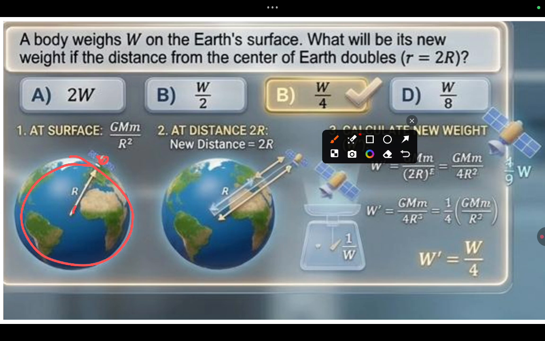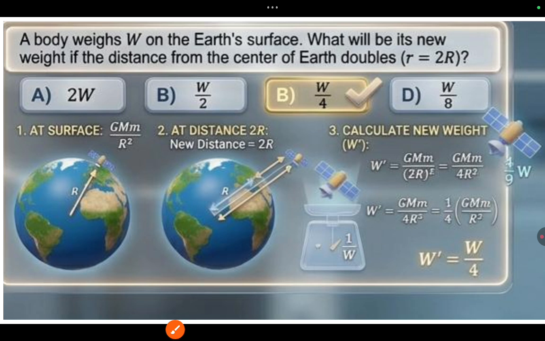This object is pulled some more distance, from here to here and here to here. From here it goes some more, that means the distance is double. The distance from the center of the Earth is double. So initially it was here, later it was dragged to this side, so from the center the distance is double. Then what is the new weight? This is the question. Clear?